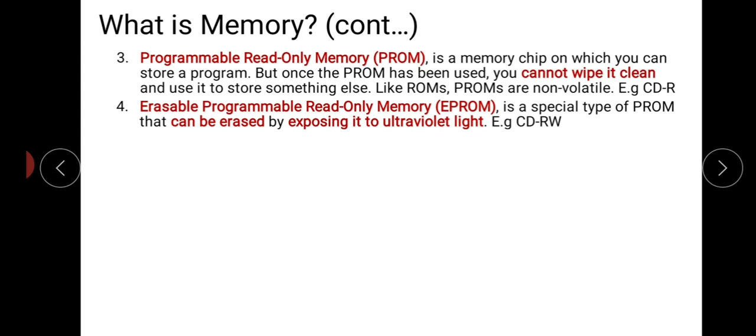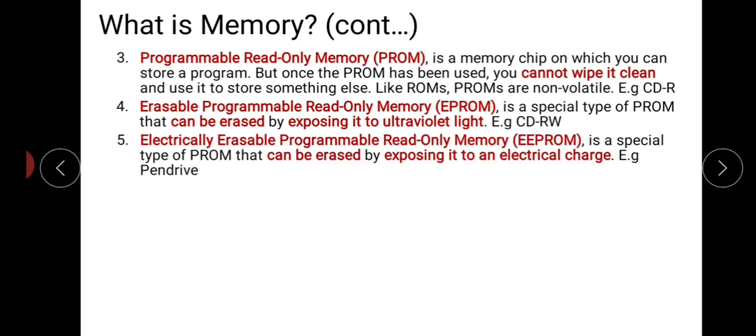Next one is EPROM, which is erasable programmable read-only memory. It is a similar kind of memory to the above, but in this you can erase the data using some ultraviolet light. Its example is the CD reader writer.